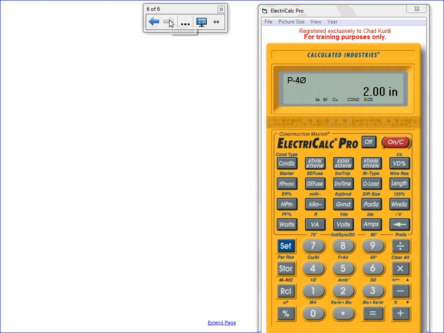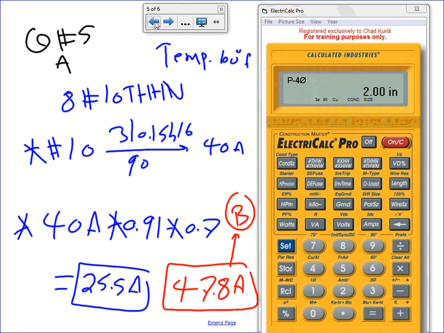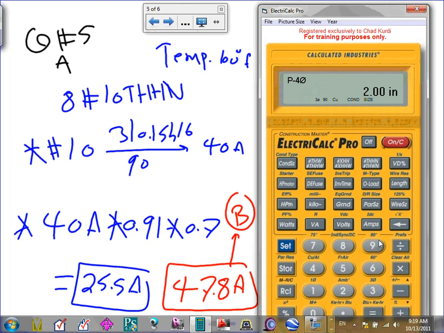Let me just see. Let me clear, and let's set my temperature at 90. And my conductors are 10. I don't know if I can do 10 wire. Let's set the ambient temperature. What was the ambient temperature? The ambient temperature is 100.